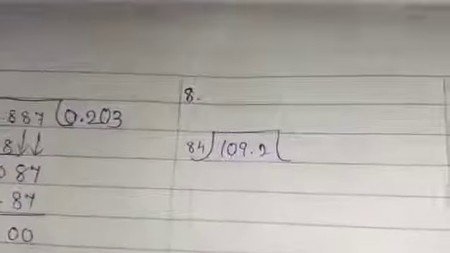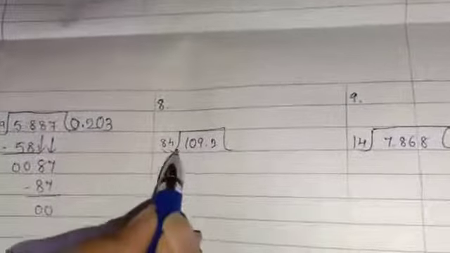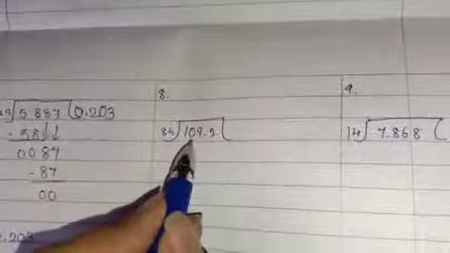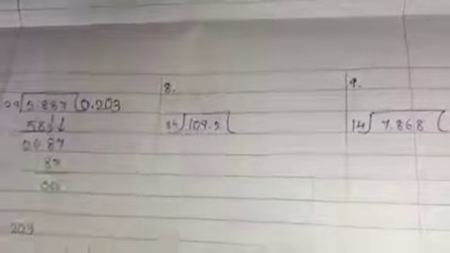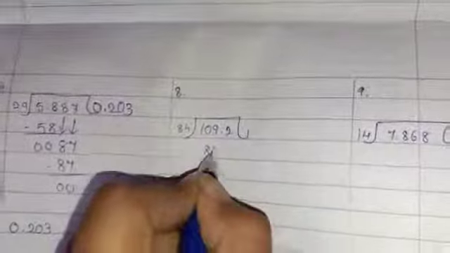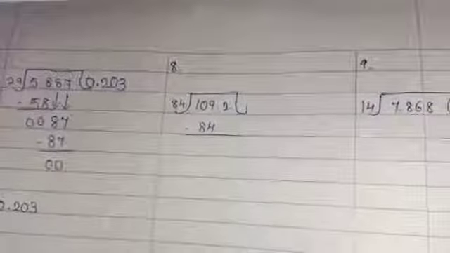So what is the answer? Answer is 0.203. Now we will go to number 8. For number 8, the question is that 109.2 should be divided by 84. Now here 3 digits are already given, 109. So in the 84 table, 109 does not come. So what will we take? 84 ones are 84. I have to subtract this.